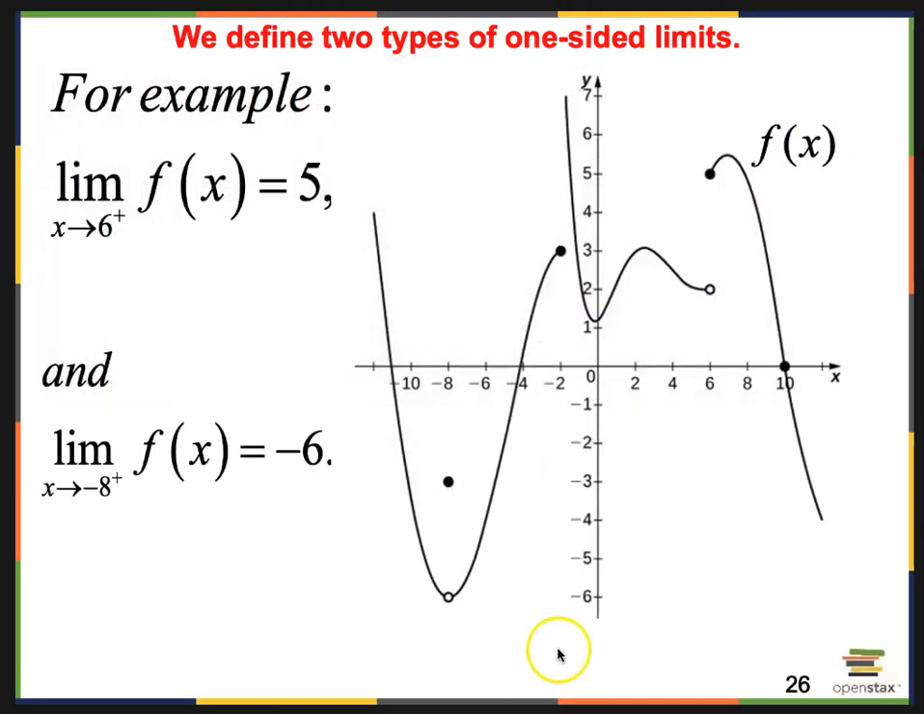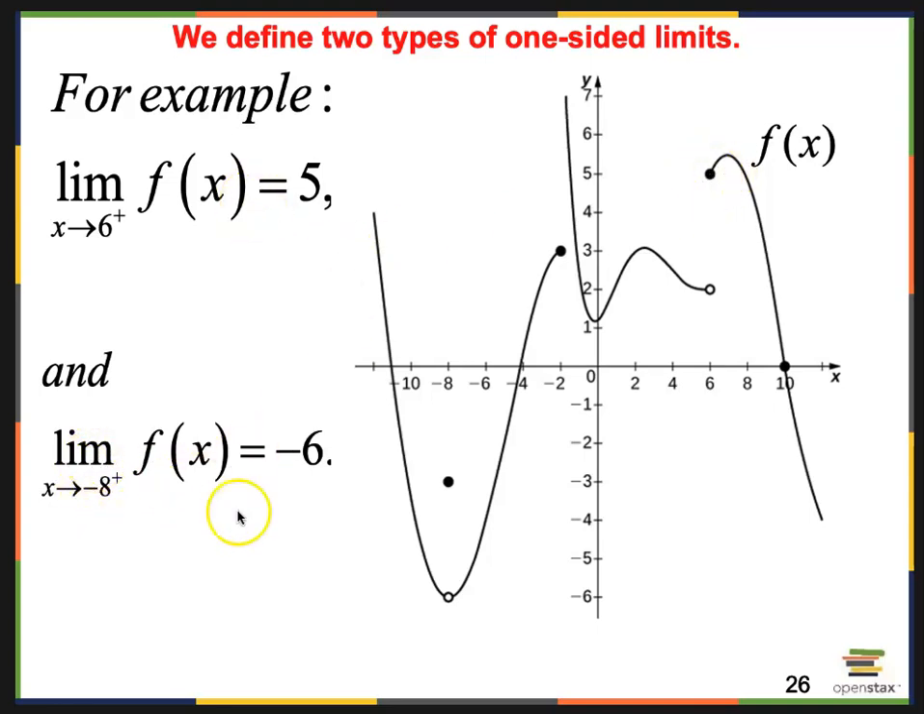So let's look at this again. So now we're approaching 6 from the right side at this time. So from the right, what happens when I get to 6? My function value is 5. So it's not the same as it was approaching from the left. It's a different function value coming from the right. So the limit is 5 here.